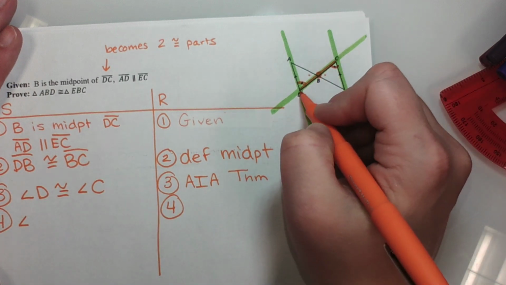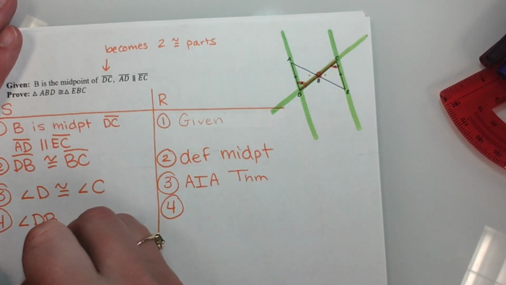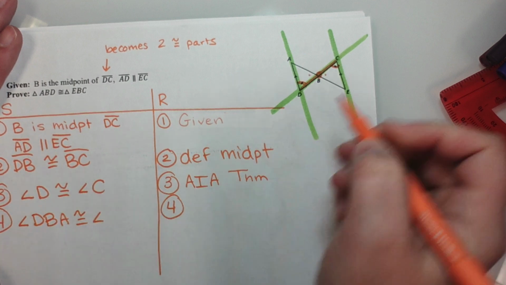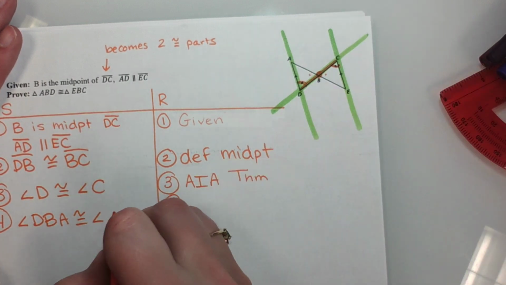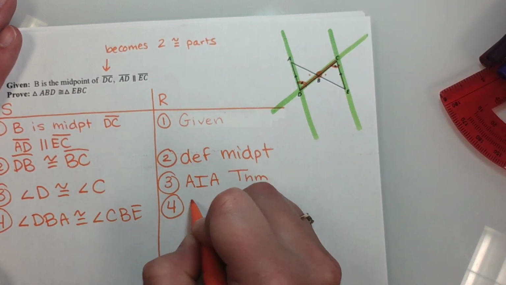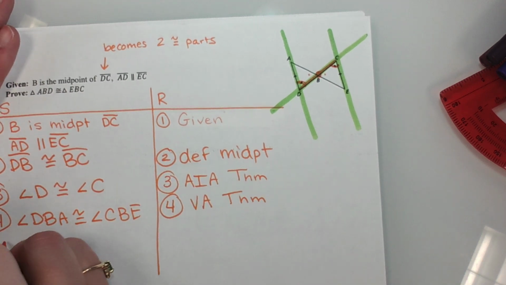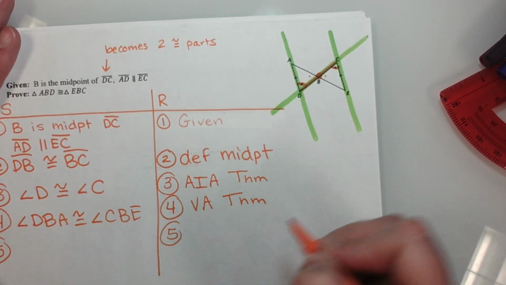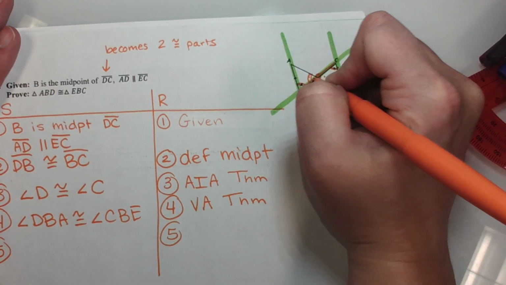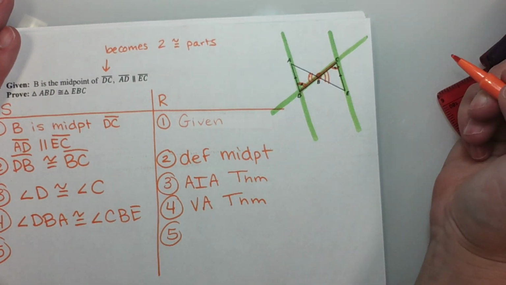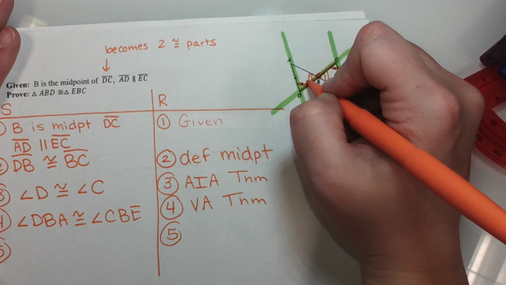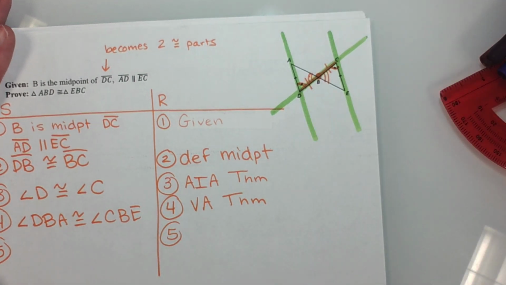Angle DBA is congruent to angle CBE. You must use the 3-letter name for vertical angles. Make sure you mark them as congruent in your proof. Speaking of which, I never marked DB as congruent to BC, so I'm going to do that too.